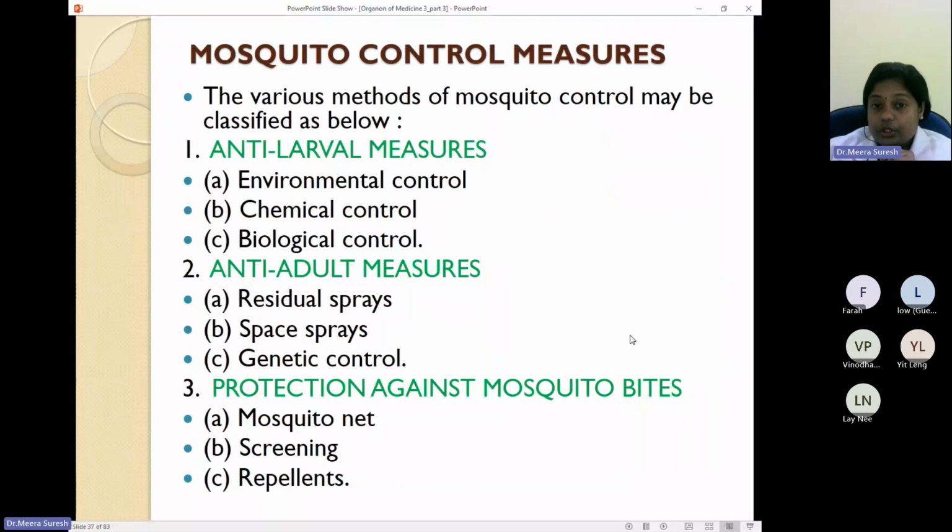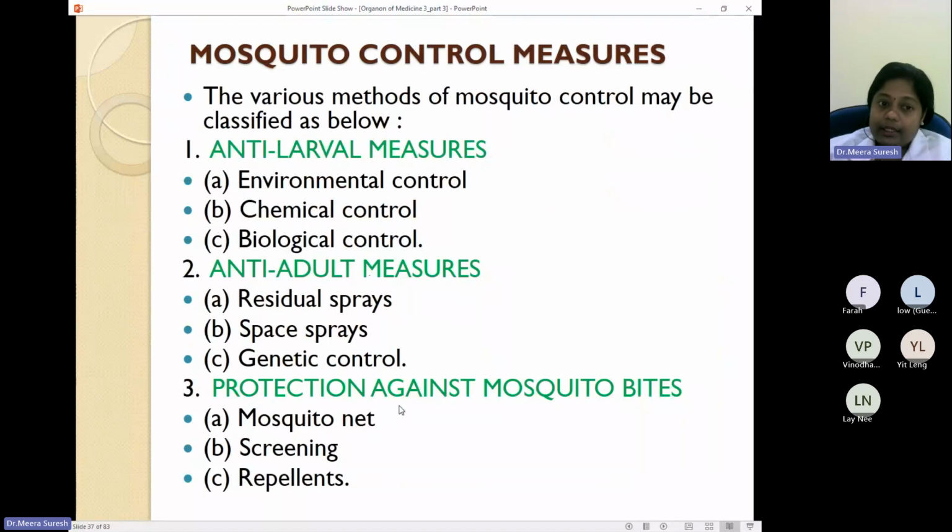Now, when we go to mosquito control, as I already told, we are going to classify into the measures: the anti-larval measures, the anti-adult measures, and protection against mosquito bites. In the anti-larval measures, the first one is environmental control, where we do source reduction, or deal with the breeding areas of the mosquitoes. We are going to control the breeding at that stage, so we can do environmental control there.